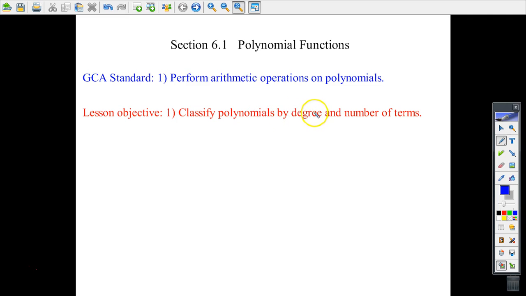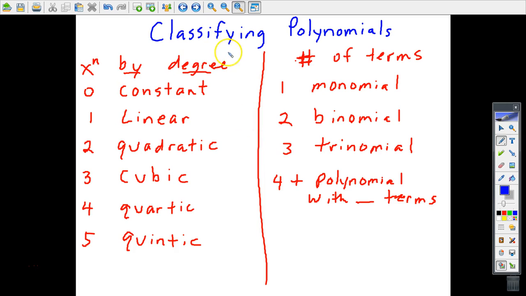The first name of the polynomial will be whatever its degree ends up being, and we're going to show you how you can find the degree. And then the second name of the polynomial will be how to identify the number of terms. I thought I would show you some examples of the homework assignment, but first of all, this is a little table that you're going to refer to quite often throughout this lesson.